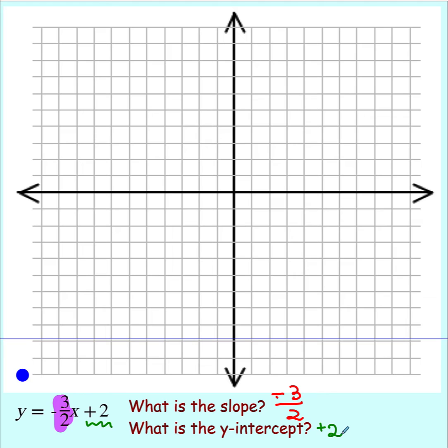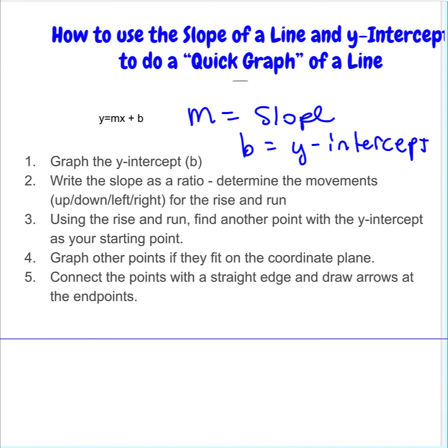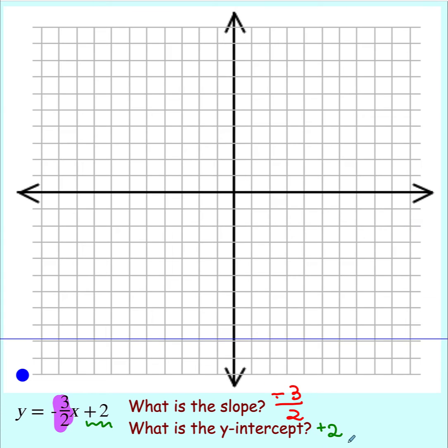Remember in the directions for how to graph a line, it says first you graph the y-intercept. Our y-intercept is at positive 2. So I go on my y-axis. Here is my origin, 0, 0. I go to positive 2, and I'm going to put my point on the y-axis at positive 2. That's my y-intercept. Remember, the y-intercept is where my line is going to cross the y-axis.